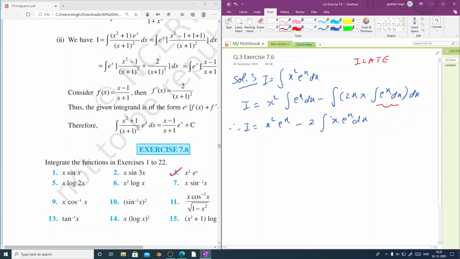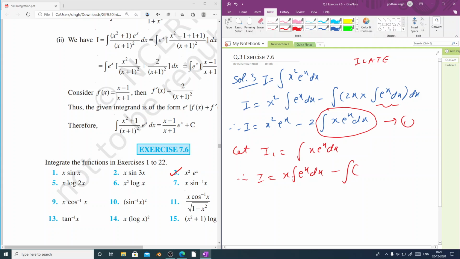So let us suppose, let this be I1. So let this whole be 1. So let I1 equal to integration of x e raised to x dx. So therefore I1 will be equal to, let us see that this is a and this is e, so they are in order. There is no need to interchange them. So this will be I equal to x integration of e raised to x dx minus integration of, then first we'll take differentiation of x, that is 1, multiplied by integration of e raised to x dx, and then dx.